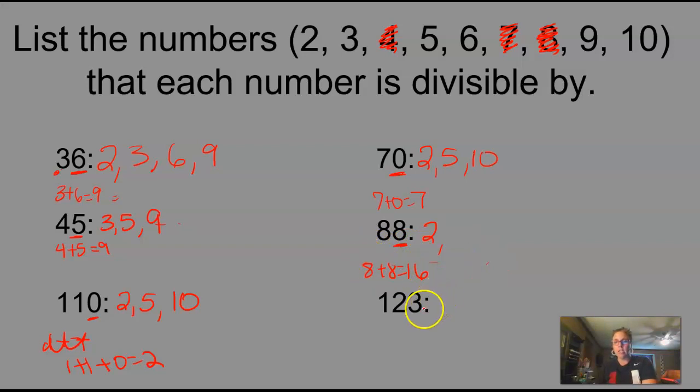Okay, last one, 123. We look at the end. Is it even? No. Well, what about if we add it up? 1 plus 2 plus 3 is 6. So yes, 3 will go into it because 3 goes into 6. 5, no. 6, no. 9, no, because 9 does not go into 6. And 10, no. So it would just be 3. Okay? So always look back on your rules.